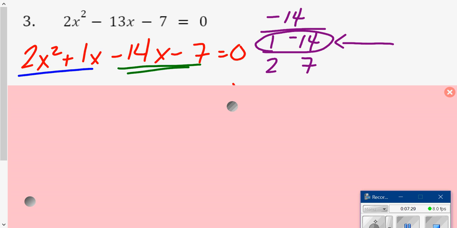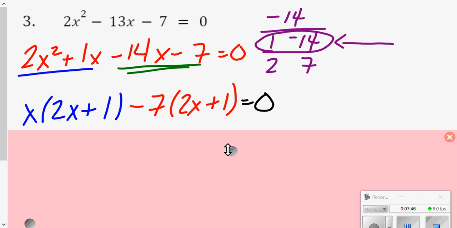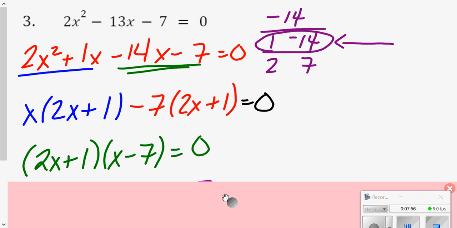Okay, I have left off with you about here. And so you were doing the grouping. And so out of the terms I have underlined in blue, the greatest common factor would be x. And then I would have 2x plus 1. I have 2x plus 1 in the second parentheses, then the 7 that I pull out has to be negative. My two factors are therefore 2x plus 1 and x minus 7.